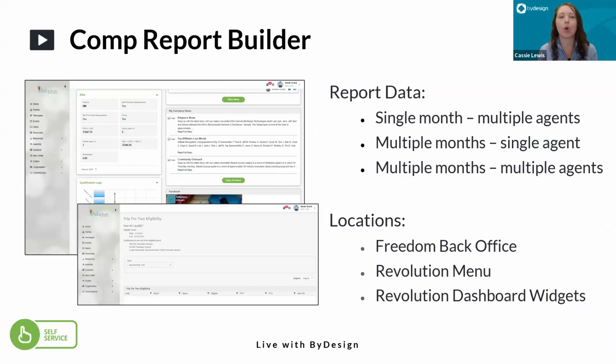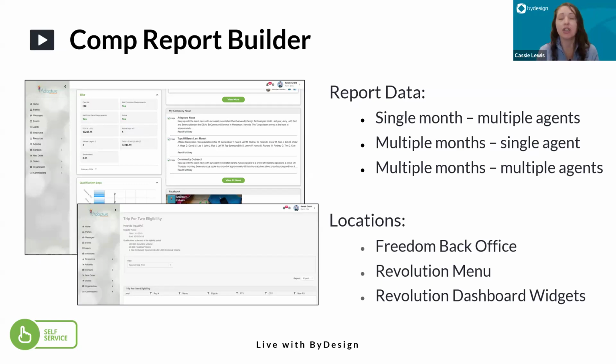So let's talk more about what's available. The sky is the limit when it comes to the Comp Report Builder. With the data that you have available, you can set up a report that uses multiple agents for a single month of reporting. So for the current month, how am I tracking in these 5 or 6 KPIs? You can also say multiple months for a single agent. How has my personal volume grown over the last few months? How has my group volume grown?